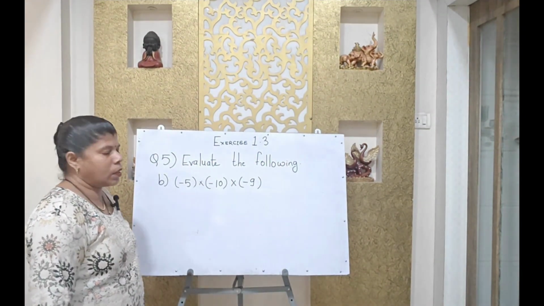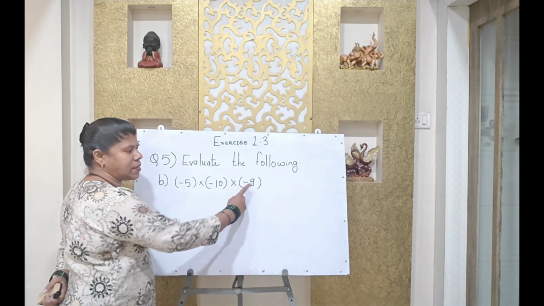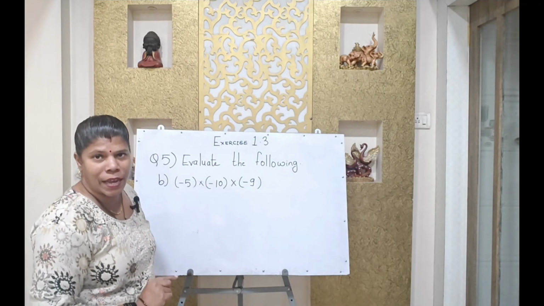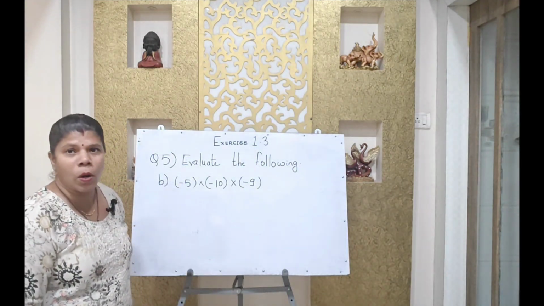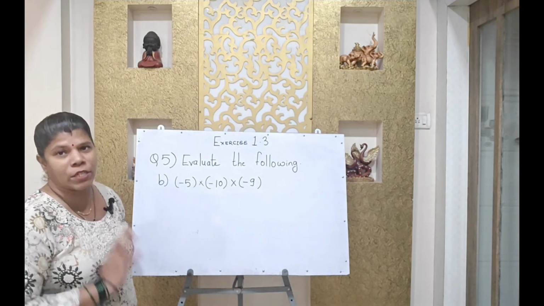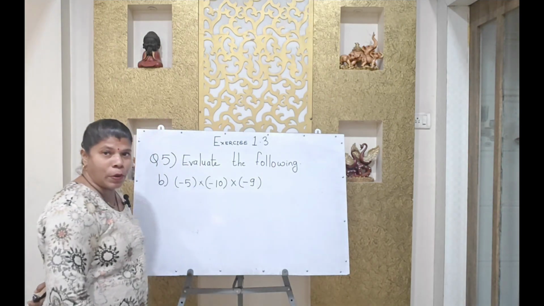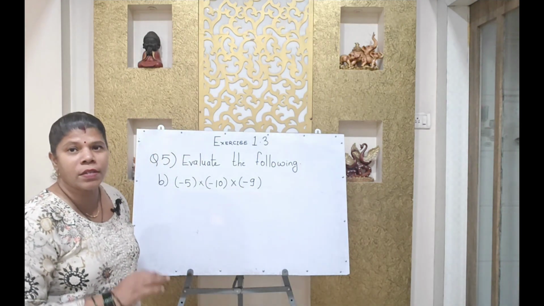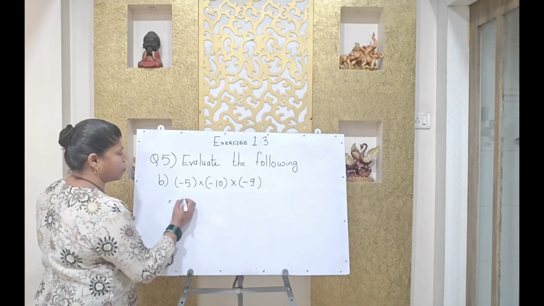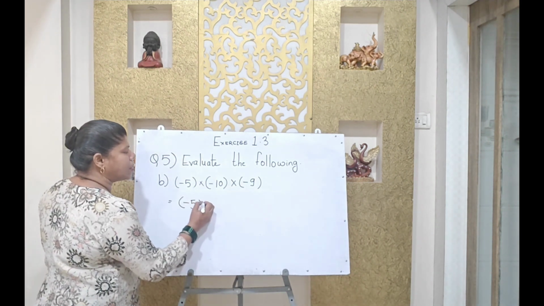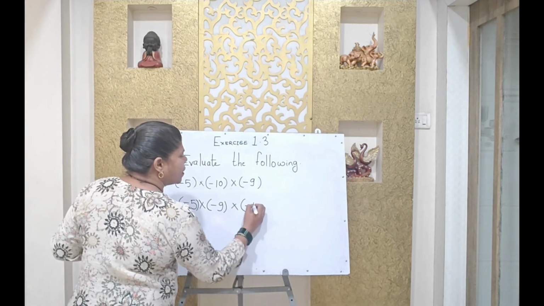Question number 5b. They have given us 3 numbers: -5, -10 and -9. Count the number of negative signs. 1, 2, 3. 3 is an odd number. The answer will be negative. You can change the order of the numbers when you are multiplying. The answer is not going to change. Okay, so we can write this sum: -5 multiplied by -9 multiplied by -10.